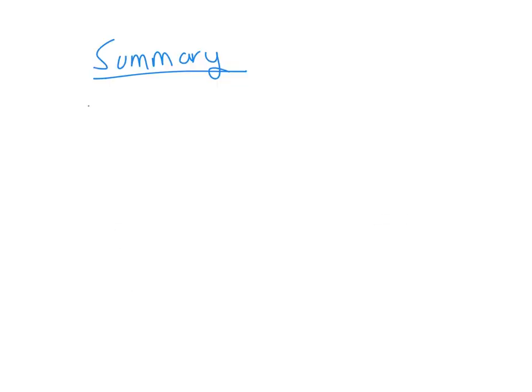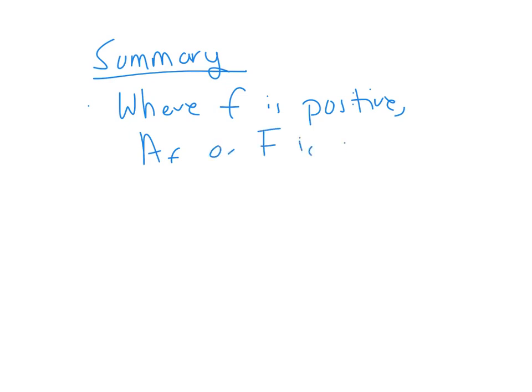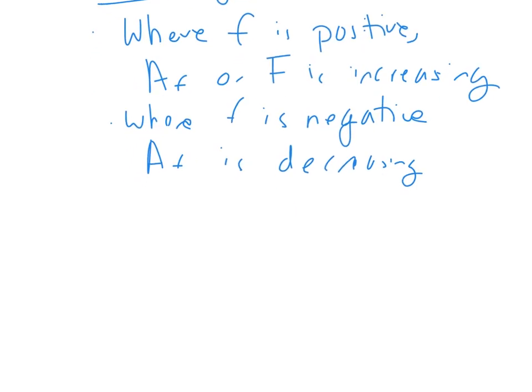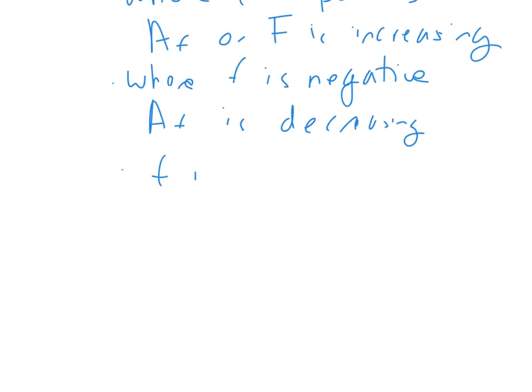So my first bit of summary is that where little f is positive, the area accumulation function A sub f is increasing. Where little f is negative, the area accumulation function is decreasing. One other thing we saw, which I didn't talk about, is that where little f is 0, the area accumulation function has a stationary point.